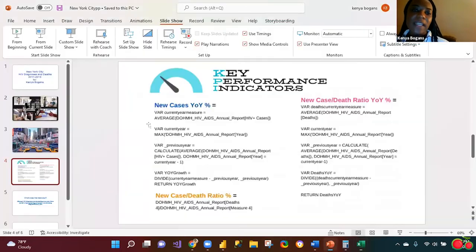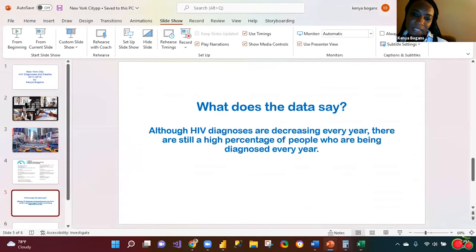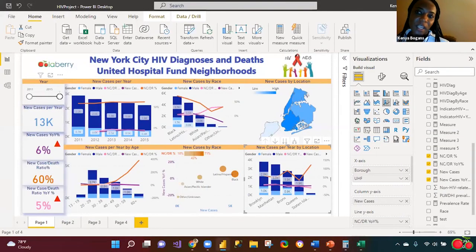But what does my data say? So I'm going to go back to my dashboard. And as you can see, a broad overview of the data will show you that even though the HIV cases are decreasing year by year, my new cases are steadily increasing looking at these numbers. New cases year-over-year percentage across the boroughs is 6%, and the new cases death ratio year-over-year percentage is 5%.